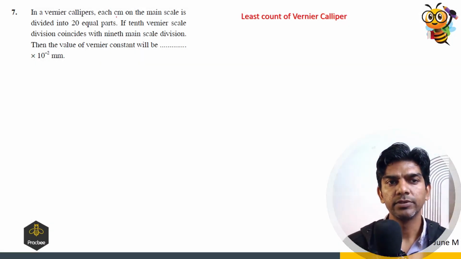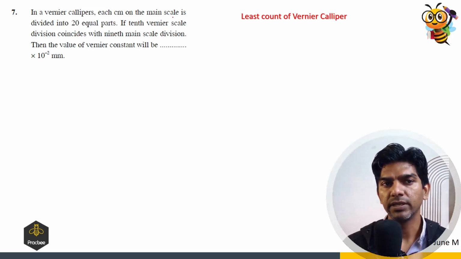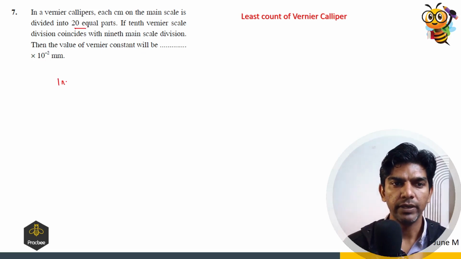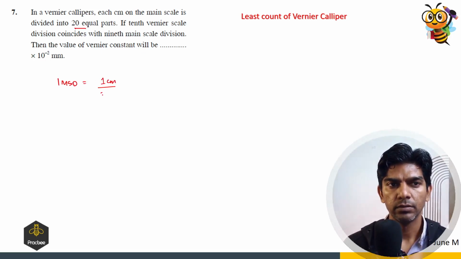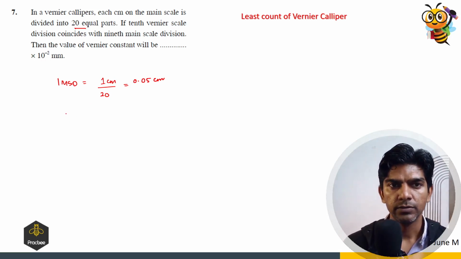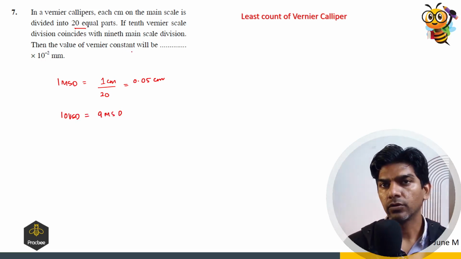So in a Vernier caliper, each 1 centimeter on the main scale is divided into 20 equal parts. So it means one main scale division is 1 centimeter upon 20. So that will be 0.05 centimeter. If 10th Vernier scale division coincides with 9th main scale division, so it means 10 Vernier scale divisions are equal to 9 main scale divisions. The value of Vernier constant. Vernier constant is nothing but the least count of the instrument.